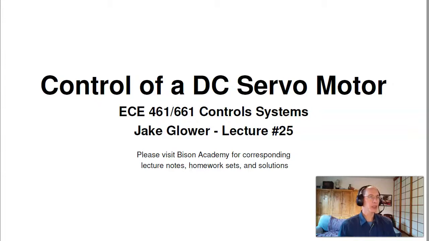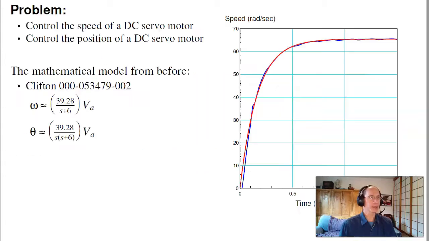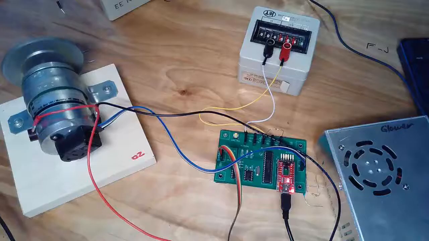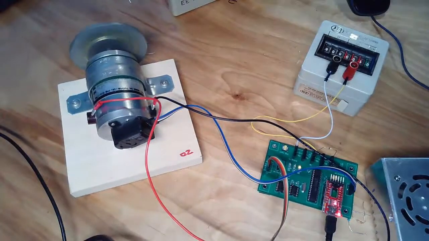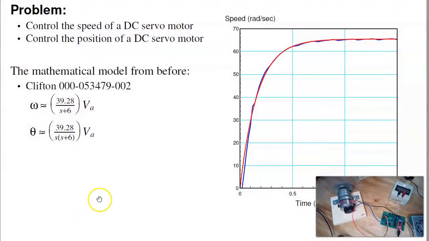Today we're looking at trying to control a DC motor. Now the motor we're looking at is the same one we looked at last week. It's a little Clifton DC servo motor. What I want to do is control the speed and angle of this motor. So that's where we're heading.